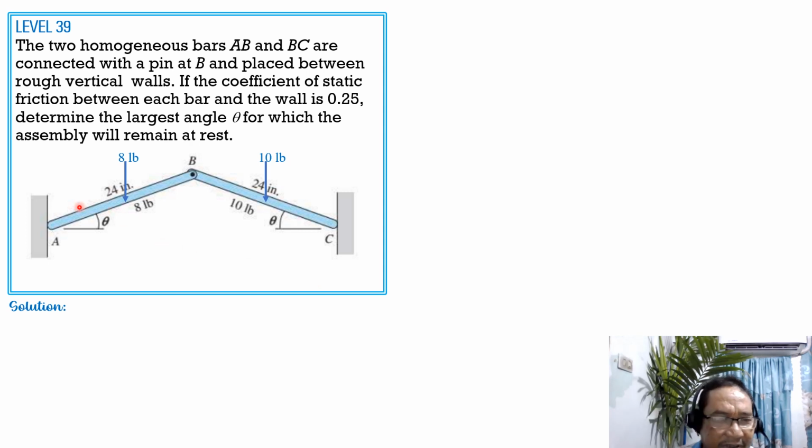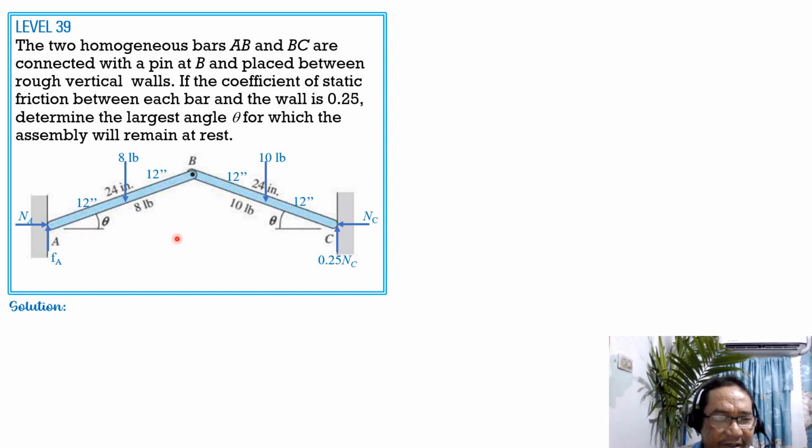So this length is 12 inches from this point A to the center of AB, 12 inches, 12 inches, 12 inches, and 12 inches. Then let's have the normal reaction at A, N sub A, and at C, N sub C. Friction is not necessarily maximum at A, so we'll just call that FA. It is at C that is expected to be maximum, so if that is N sub C, friction, which is upward, is coefficient of static friction, which is 0.25 times N sub C.